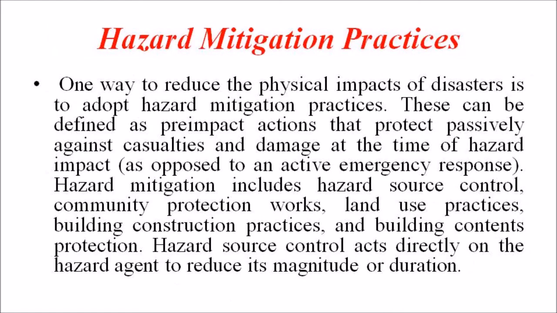When we come to the hazard mitigation practices, one way to reduce the physical impact of a disaster is to adopt hazard mitigation practices. These can be defined as pre-impact actions that protect passively against casualty and damage at the time of hazard impact. Hazard mitigation includes hazard source control, community protection work, land use practices, building construction practices, and building content protection. Hazard source control acts directly on the hazard agent to reduce its magnitude or duration.